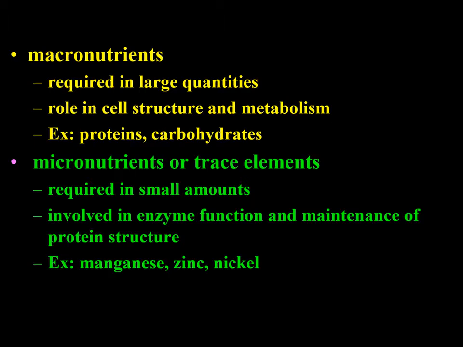Macronutrients are required in large quantities, with a role in cell structure and metabolism, for example protein and carbohydrate, while micronutrients or trace elements are required in small amounts, involved in enzyme function and maintenance of protein structure, such as manganese, zinc, nickel, etc.